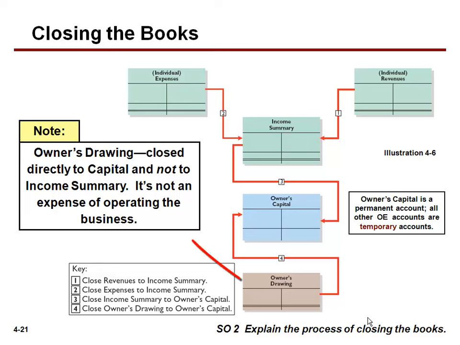Note that the owner's drawing account does not go through income summary. Why? That withdrawal of assets is not an operating expense of the business. It reflects the reduction in assets like expenses do. However, it's not for the purpose of generating revenues. Therefore, it does not go through income summary.